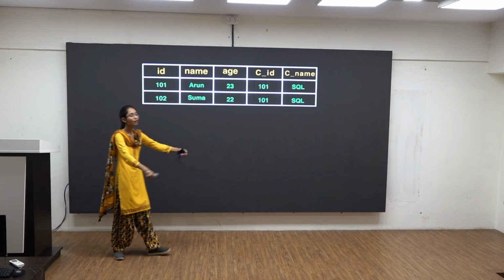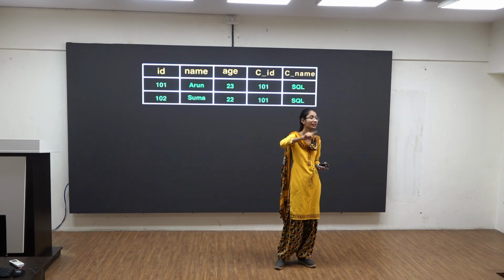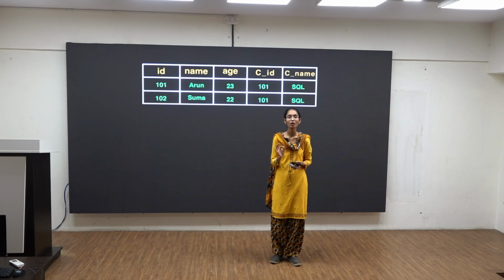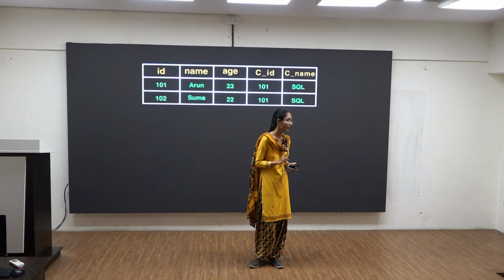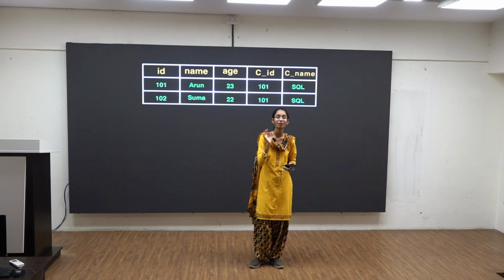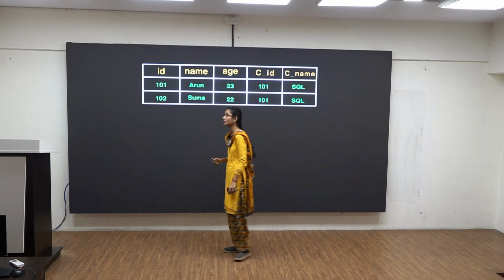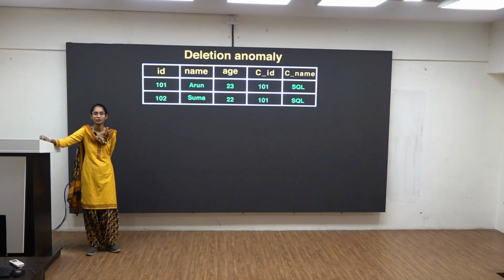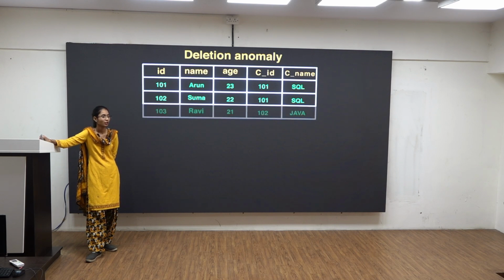So sometimes, whenever you are deleting certain information, knowingly or unknowingly, some other important data also gets deleted. That is called a deletion anomaly. If you are deleting one record, only that should get deleted. It should not affect the other data, because each and every piece of data is important. So while deleting any data, if we lose some important data, that problem is called a deletion anomaly.